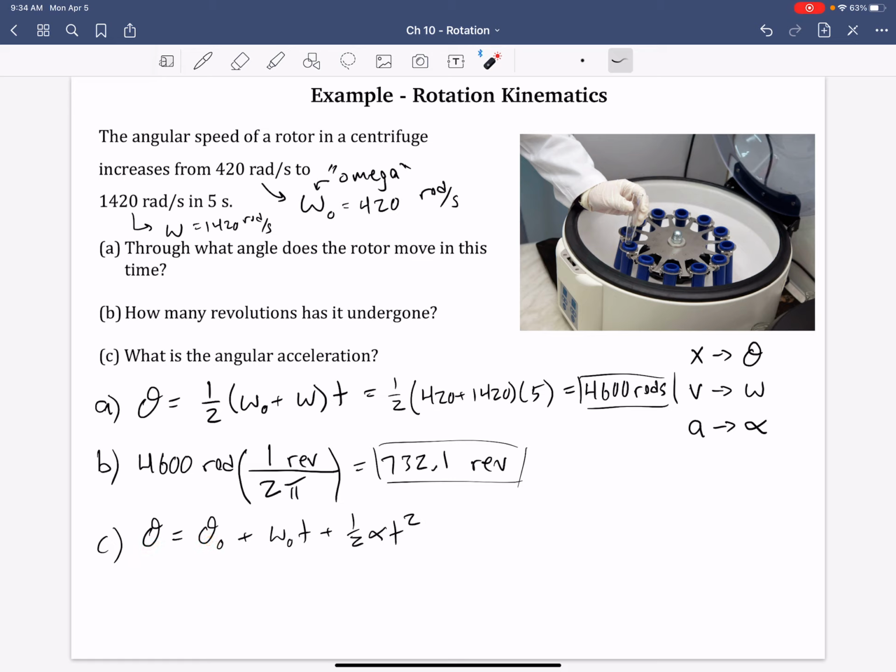We have a time. We have an initial omega. So we could use this to solve for alpha, right? That's a little bit more complicated than what we might need. Let's use this equation here. Let's use simply the definition of what alpha is.